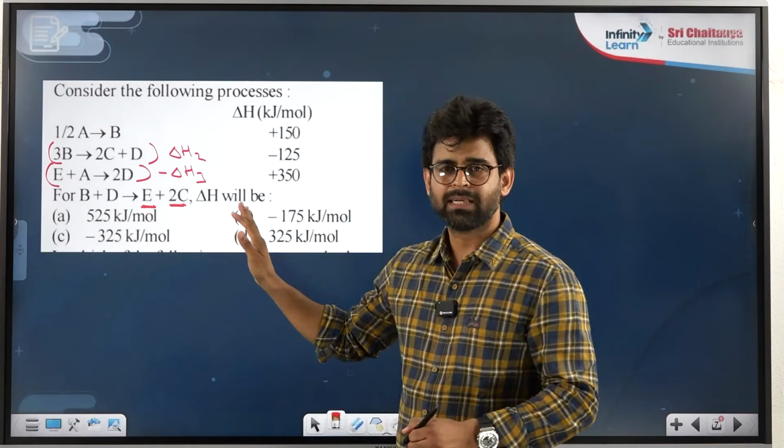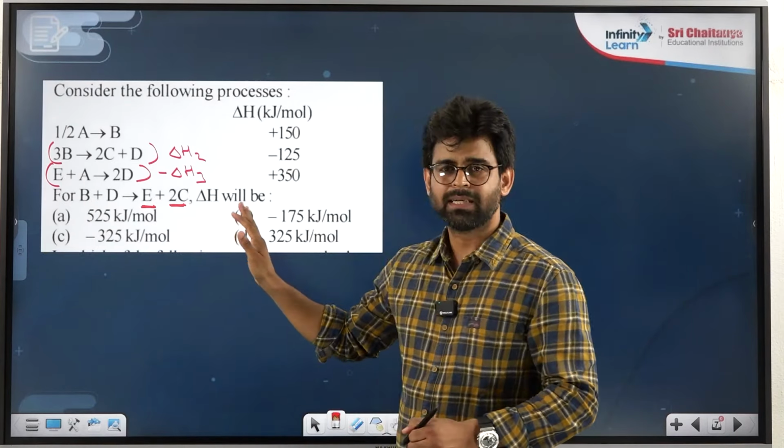So we can say our delta H4 is how much? 2 delta H1, plus delta H2, and minus delta H3. Clear? Now you can put in the values. 2 into delta H1. What is delta H1? 150. Plus delta H2, which is coming as minus 125. And minus delta H3, so its value is 350.